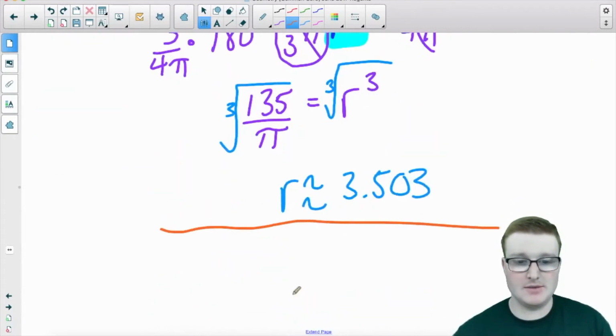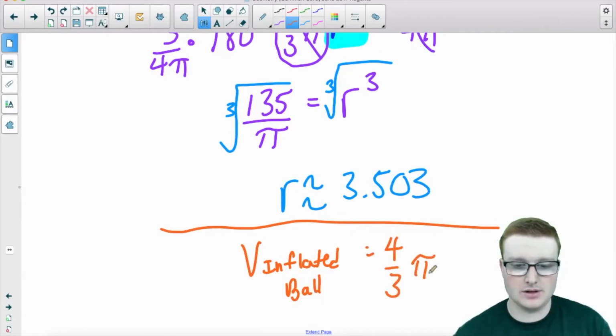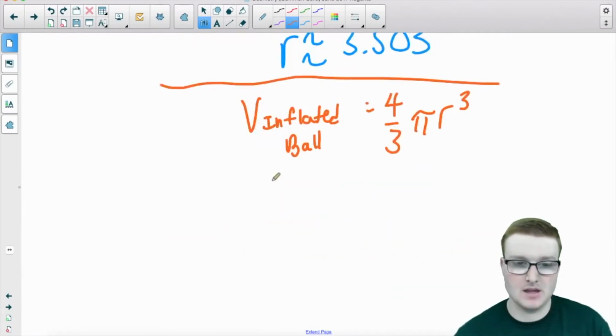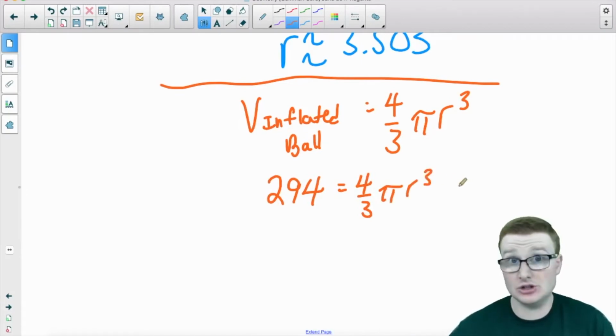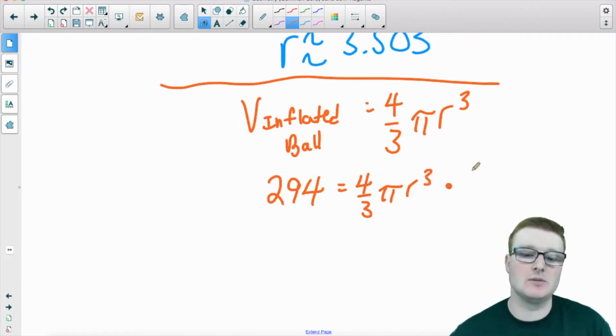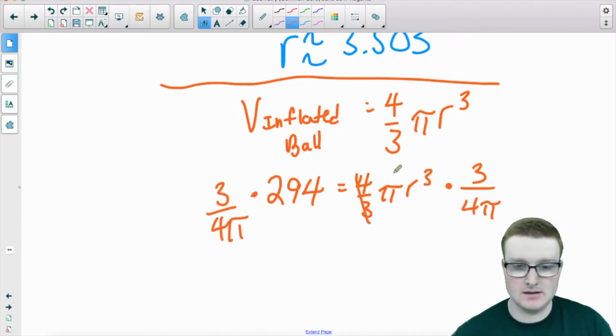So let's go ahead and set up that equation. The volume of the inflated ball equals 4/3 pi r cubed. The volume of the inflated ball, they tell you, is 294. That equals 4/3 pi r cubed. We're doing the same thing here, folks. We're going to multiply by the reciprocal, 3/4 pi. That cancels with that and everything else.